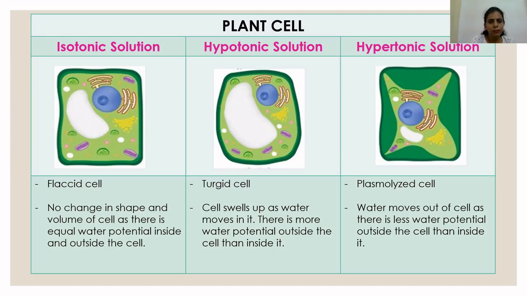So when a plant cell is present in an isotonic solution, the cell state is flaccid and there is no change in the shape and volume of the cell, as there is equal water potential inside and outside the cell. There's also no change in the shape and size of the cell because of the presence of the tough and rigid cell wall, which always protects the cell and maintains its shape.